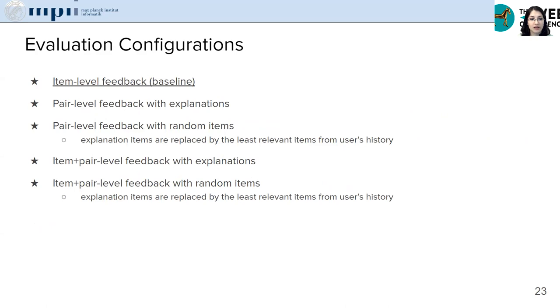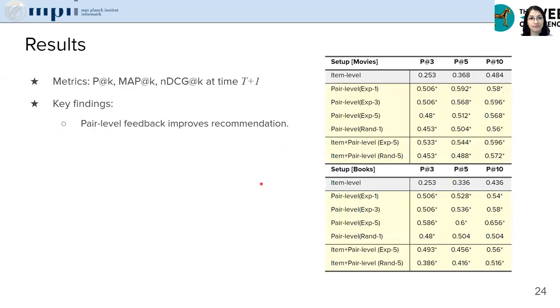All right, we evaluated ELIXIR for different configurations, including the baseline, where we exploit solely the item level feedback on recommended items. In the next two configurations, we only capture user judgments on pairs. And the difference here is that in the third configuration, the explanation items are replaced by the least relevant items from the user's history. The next two configurations absorb both item level and pair level feedback. And like the previous two configurations, they differ based on how we generate explanations.